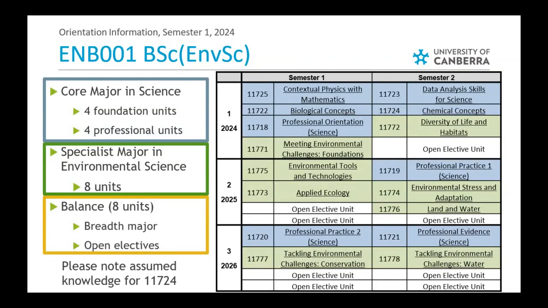This is where I'll bring up a note about chemical concepts 11724. There is some assumed knowledge for that, which is that you need to be confident at year 12 chemistry. If you didn't do year 12 chemistry, or you're not confident in it, that's where 11768, chemical foundations, comes in. We would recommend you take that instead of going straight into chemical concepts. It's a hard unit, and if you don't have that basis, it's going to be tricky. Chemical foundations does run in semester 1 and also winter semester. If you take it, that will count as one of your open elective slots, so it can restrict you from a breadth major.